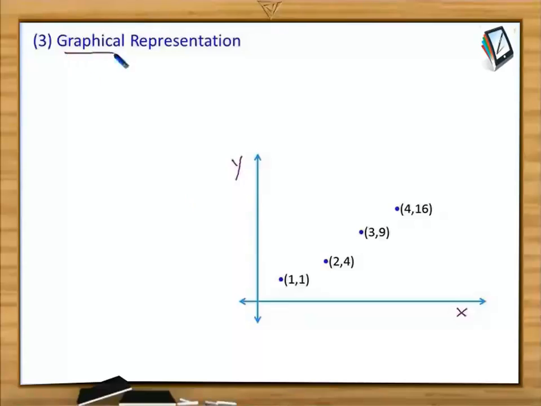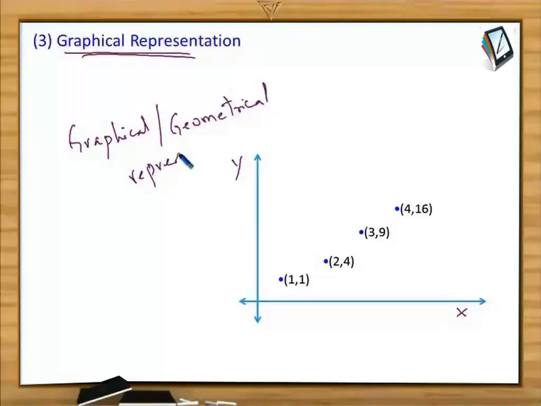So what does a graphical representation say? It gives me a graphical, or indirectly a geometrical, representation of the elements in a function, and this representation is known as graphical representation, right?